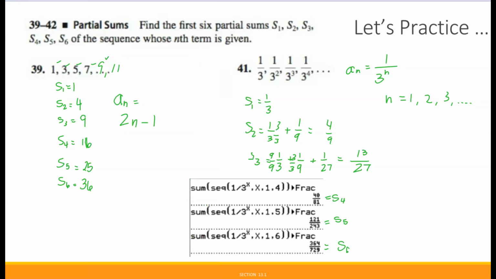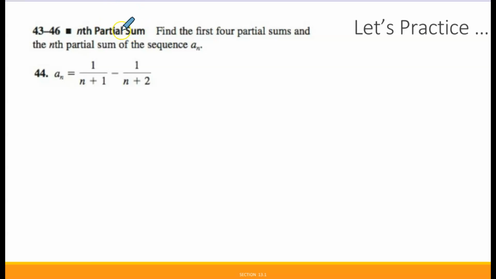Let's go on to our next example. Again, we are working with partial sums. We're asked to find the first four partial sums and then the nth partial sum for this sequence formula, a_n. Okay, so let's get ready to start and calculate the first four partial sums.